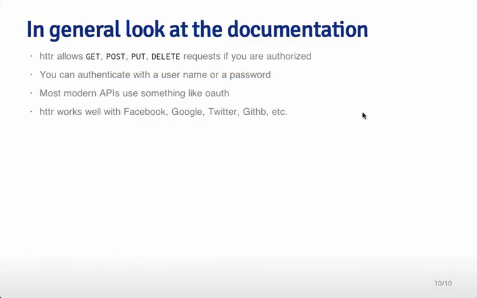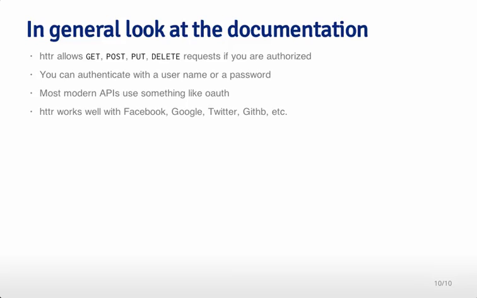So in general, you have to look at the documentation. httr allows get, post, put, delete requests if you are authorized. As you can see, I was authorized to read and write particular to the timeline of Simply Stats because that's who I created the application through. You can also authenticate with a username or a password in some cases. Most modern APIs, though, use something like OAuth, like we saw just now with Twitter. httr works well with Facebook, Google, Twitter, GitHub, and so forth.